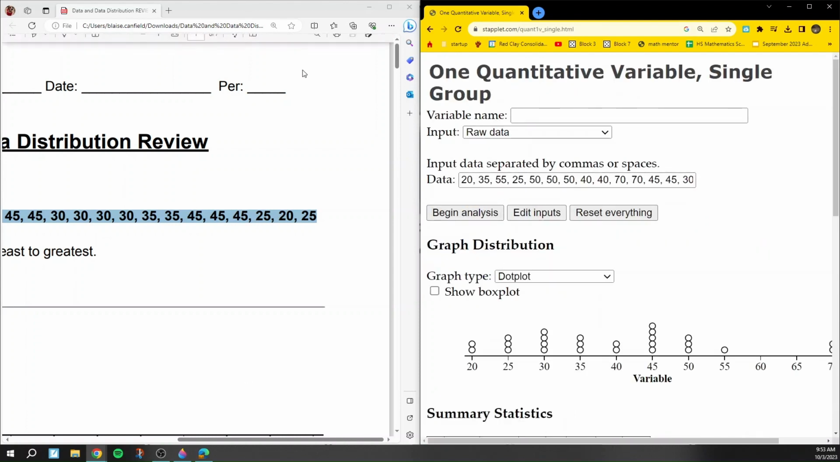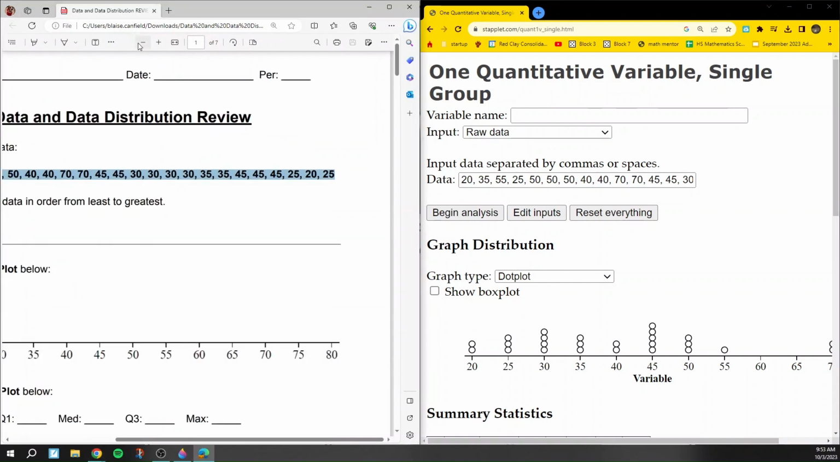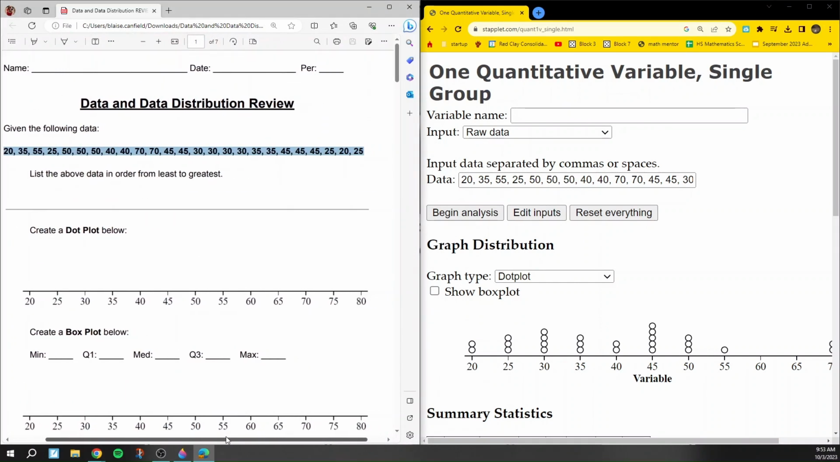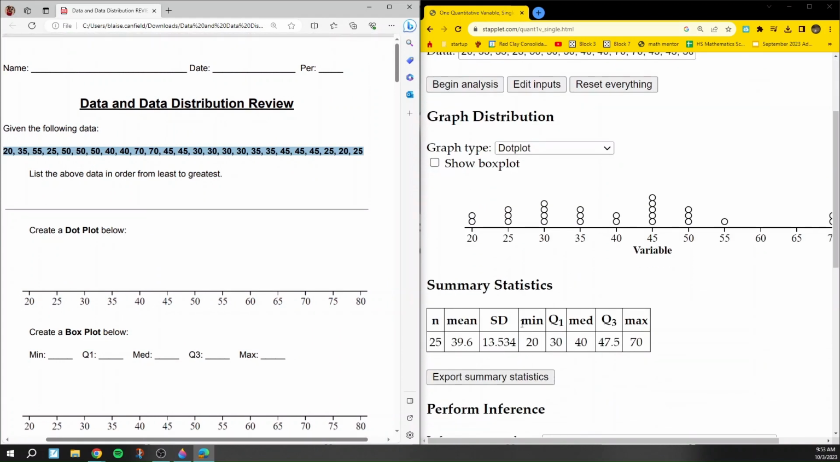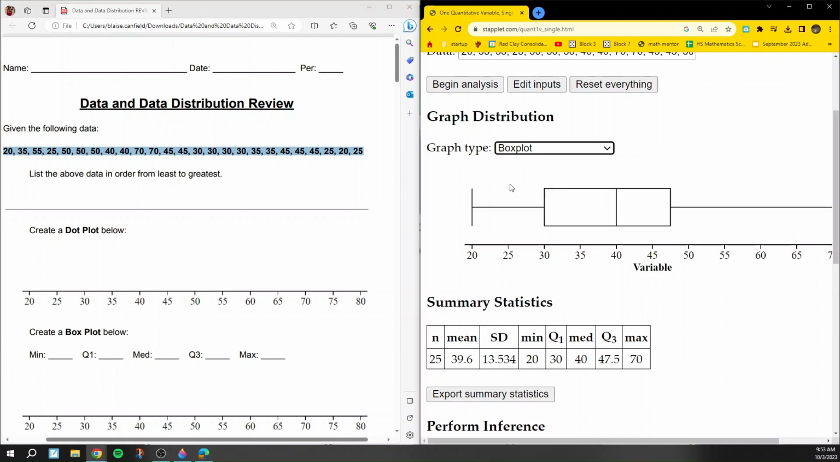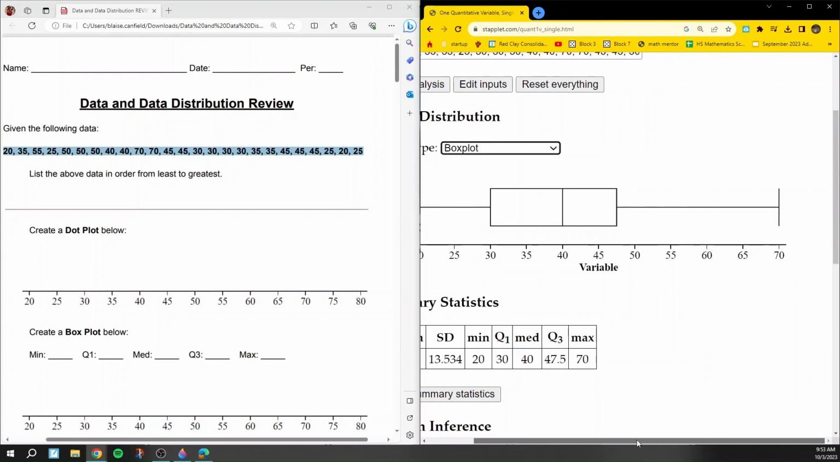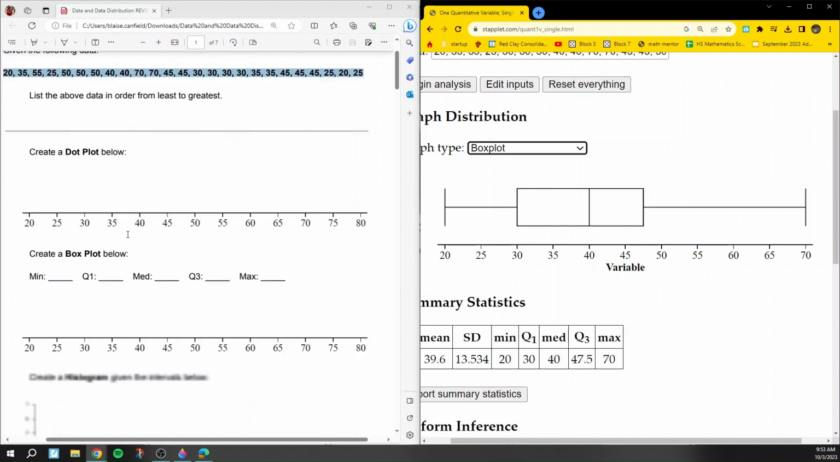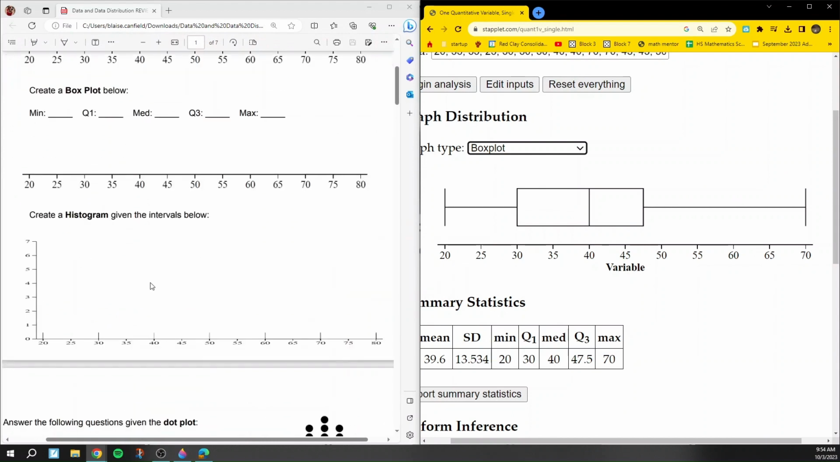All right. So if I'm trying to list them from least to greatest, you know how to list them from least to greatest. You know how to make a box plot. You get your numbers here. Those are the numbers that go there. You know that you can change this to box plot, and it'll whip that up for you. So that's all done for you. Hooray, good for you. Create a histogram.